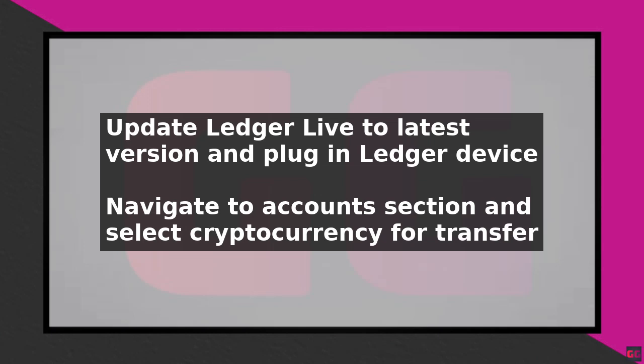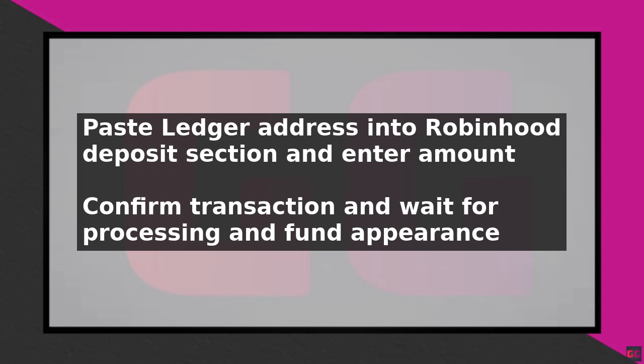Return to the Robinhood app and paste the address into the Deposit section. Enter the amount you want to transfer and confirm the transaction. It may take some time for the transaction to be processed and the funds to appear in your Robinhood account.